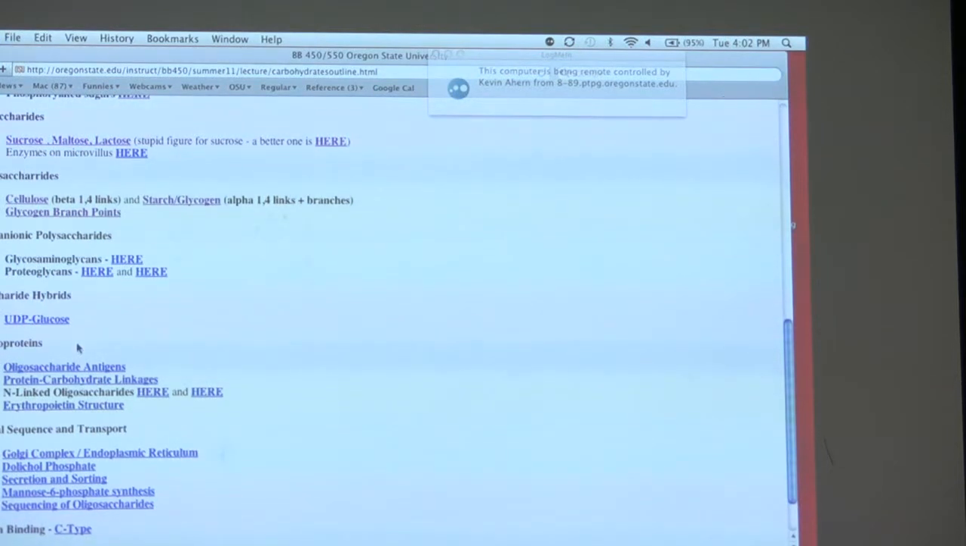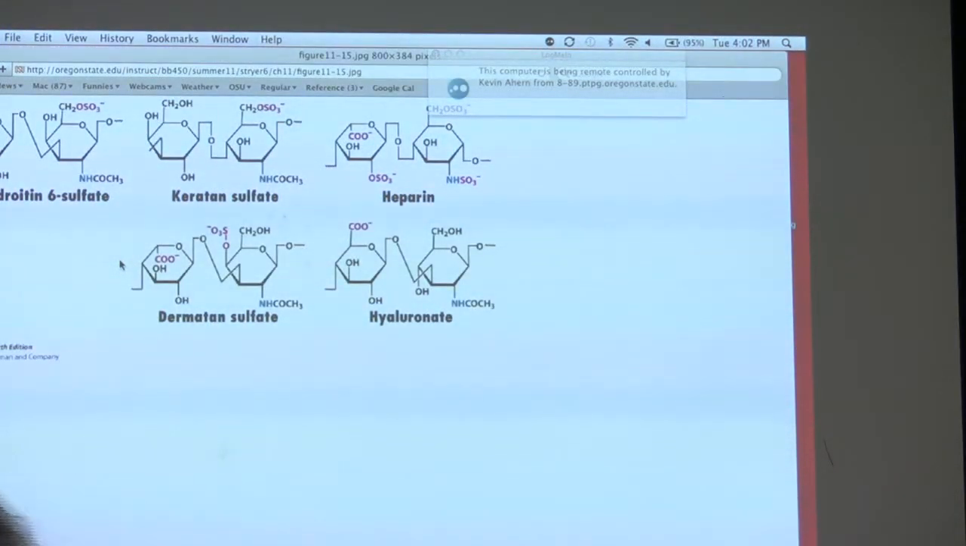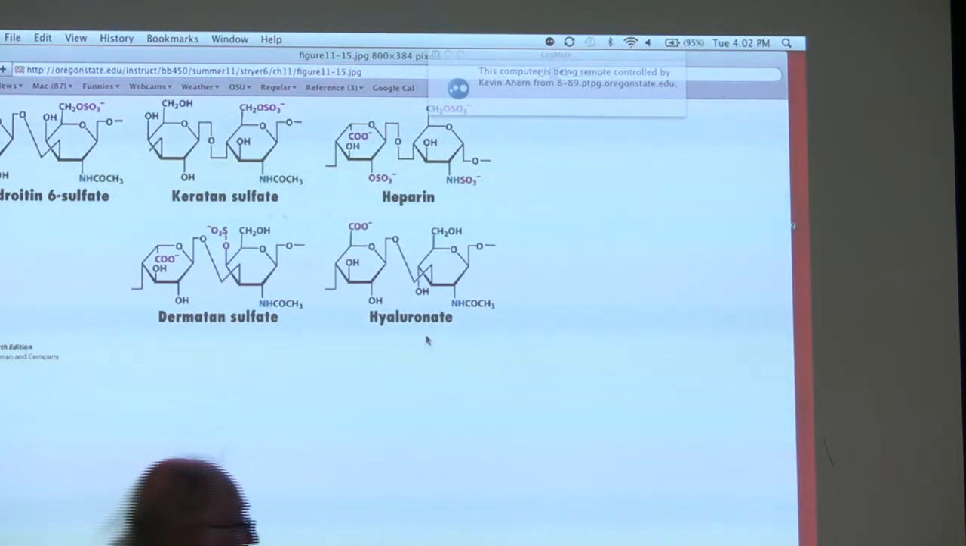Okay, well, we're moving right along. We want to talk a little bit about now some modified forms of polysaccharides, and we will see that these guys are fairly important as well. Actually let me just show their structures to you here. Chondroitin 6-sulfate, keratin sulfate, heparin. Heparin's a good anticoagulant. Dermatin sulfate, hyaluronate. Okay, I'm going to talk about hyaluronate. Most of what I'll have to talk about is with hyaluronate.